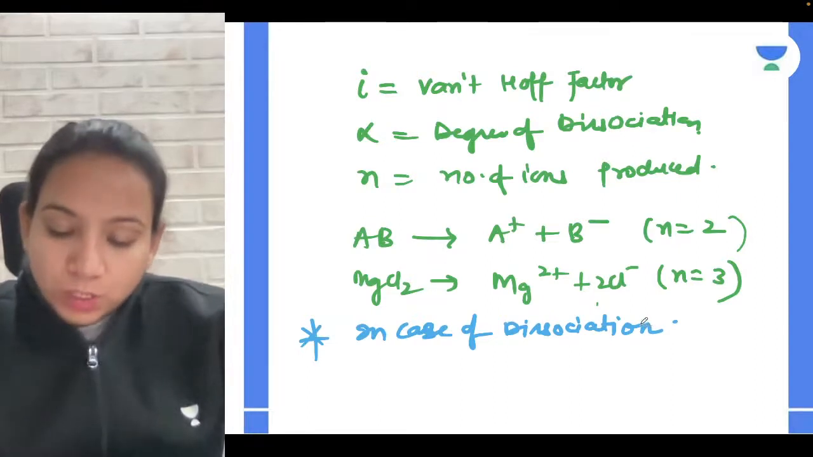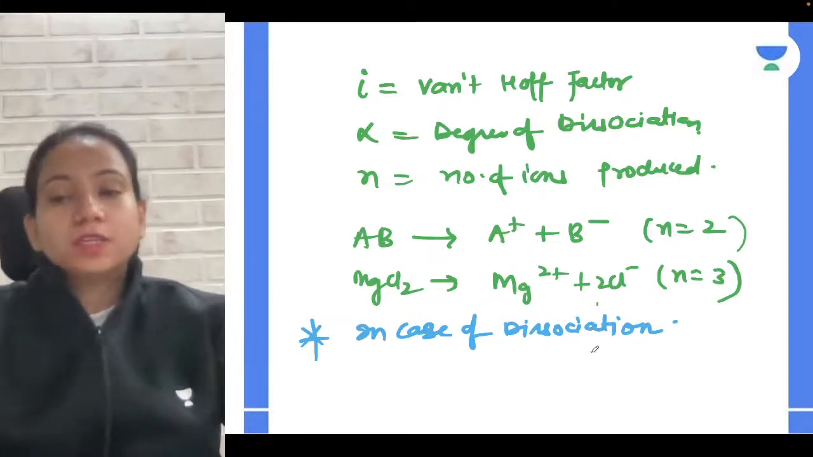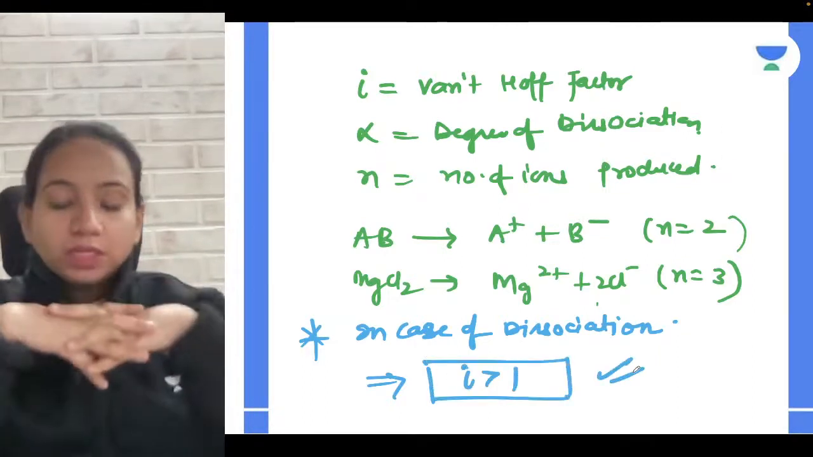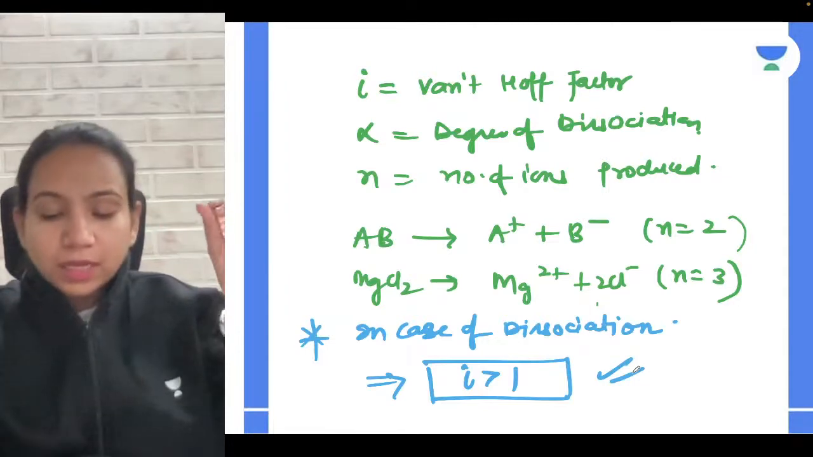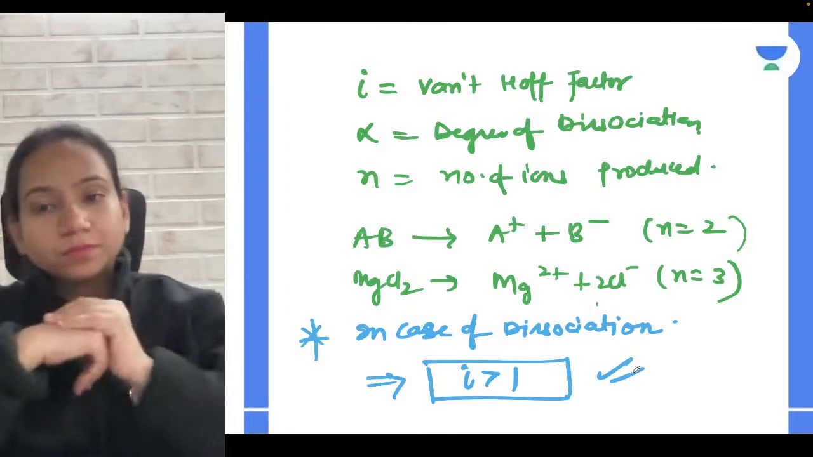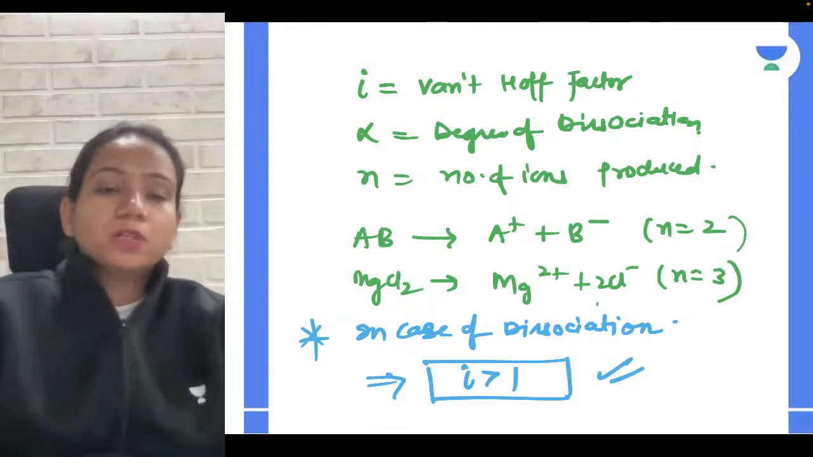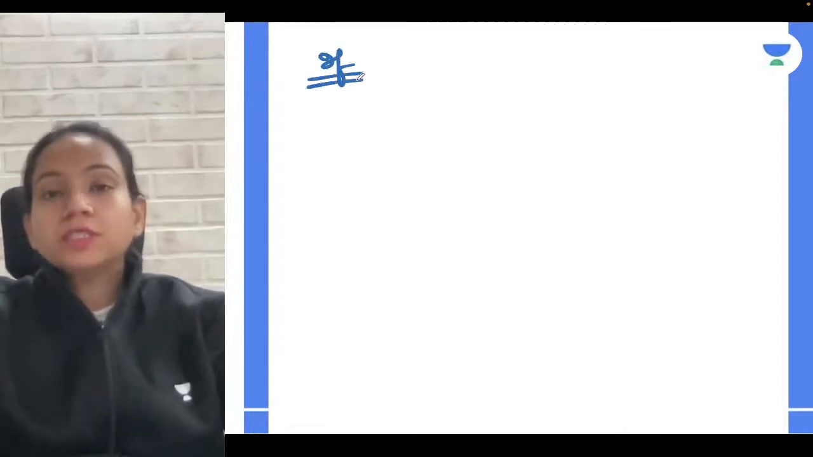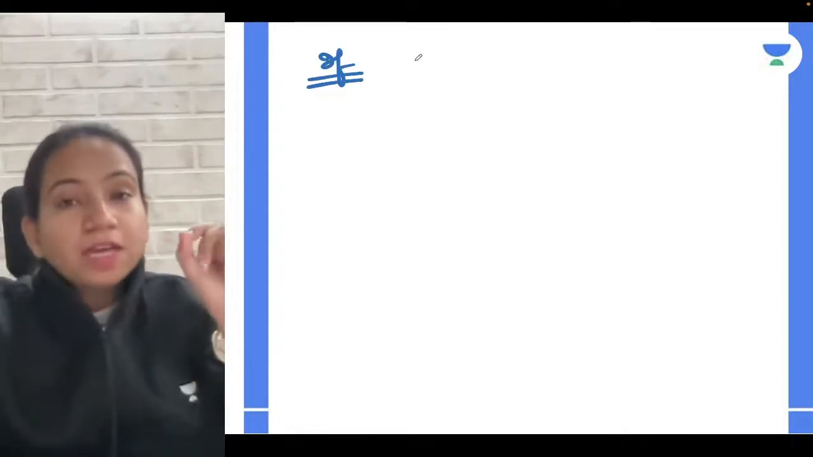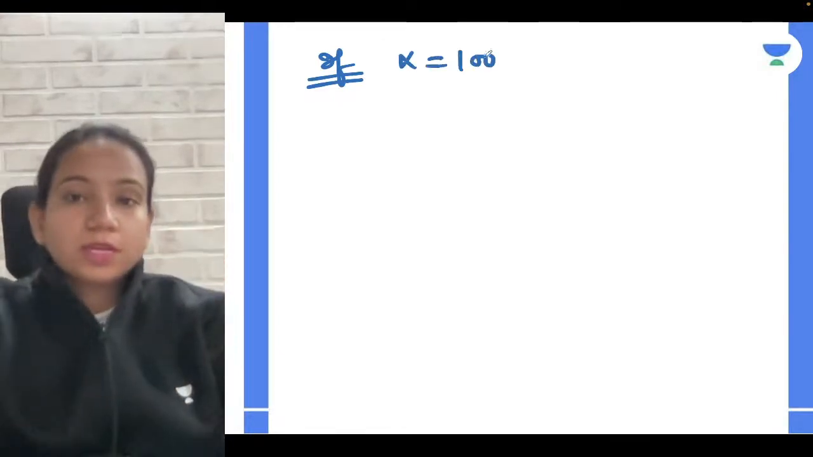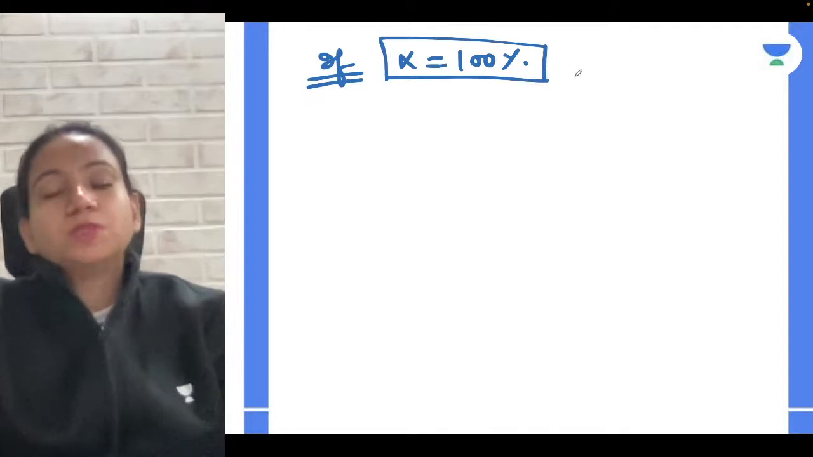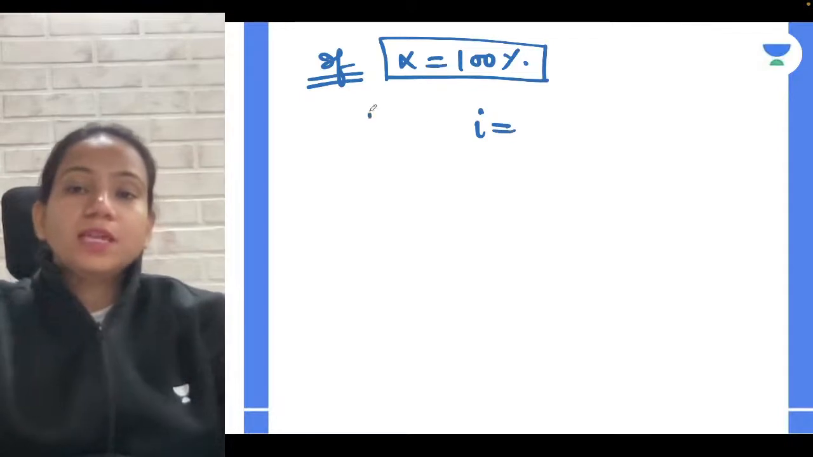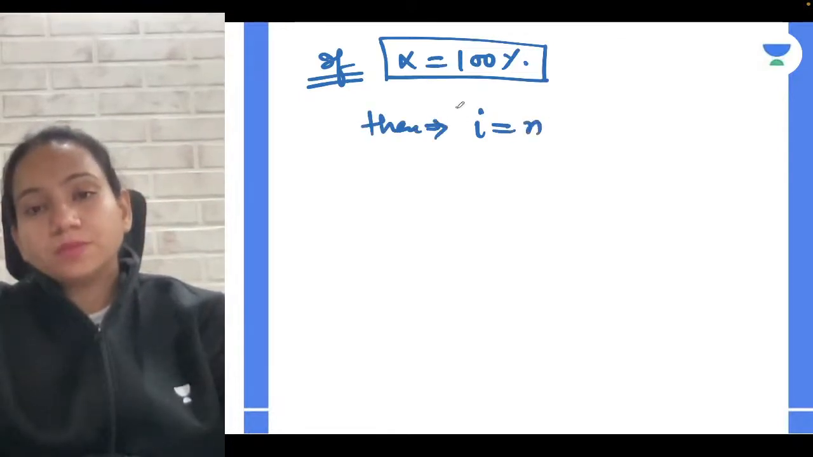Remember, guys, in the case of dissociation, i is always greater than 1. And one more very important thing: if in the question alpha is given as 100%, it means 100% dissociation has taken place. In that case, i becomes equal to n.